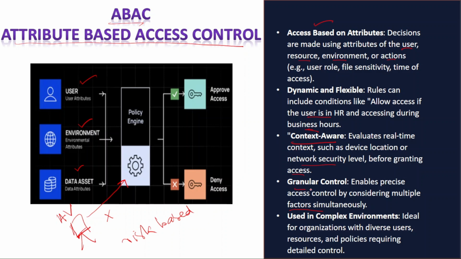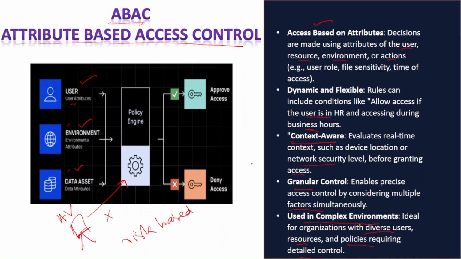So why is it granular? Because you are considering multiple attributes and you can control the access based on multiple criteria, such as there may be 4 to 5 or 10 attributes of the user, similar is the case with environmental and the data set. So you can combine all these attributes and granularly control access to specific systems or users. Use in complex environments. So it is complex obviously because you are taking into consideration so many things and attributes to give the access. So ideal for organizations with diverse users, resources, policies requiring detailed control.